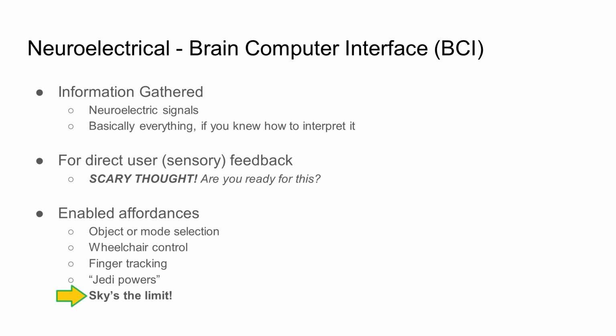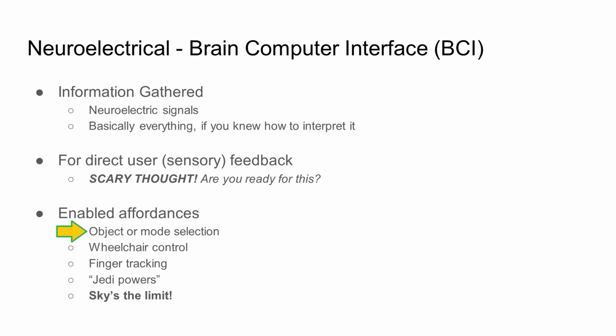But we don't really need the detection to be that level of fidelity to be useful to us as designers. Let's say even a simple affordance like selecting objects or selecting modes without having to move your arms or do anything other than have a thought. That's already pretty powerful. So it's good to have this mode of interaction on your radar, because it could just be really useful to you.